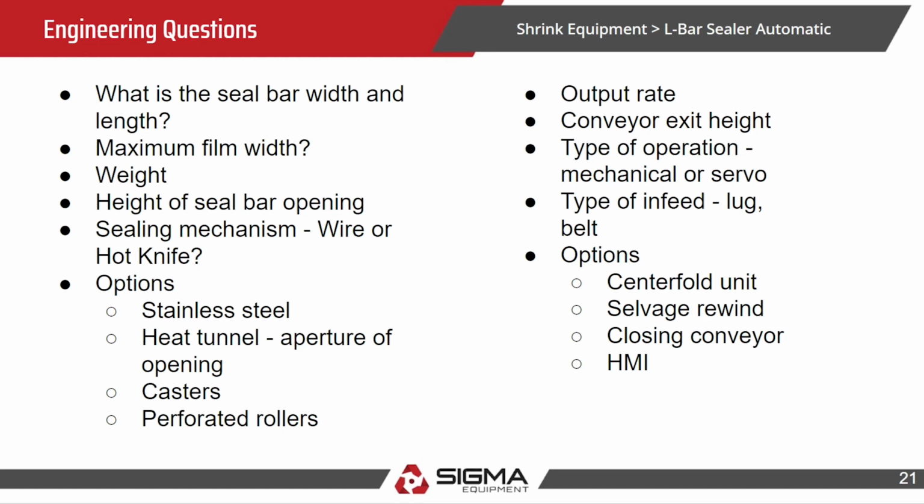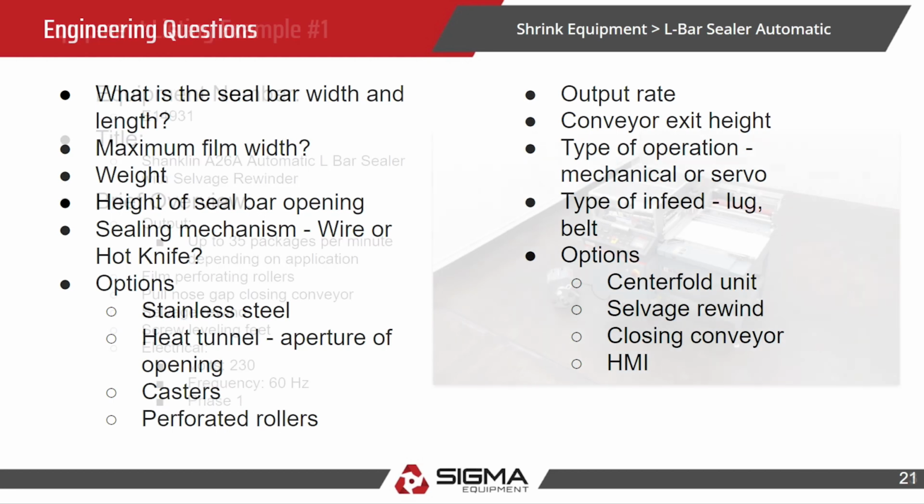Engineering questions, a lot of the same. What is the seal bar width and length, maximum film width, weight? Is it a hot wire or a hot knife? Different options. Is it stainless steel? What type of steel? Mild steel. Heat tunnel aperture of the opening. So not just the aperture, what is the working height? So that is the maximum height that the product can travel through. Is it on casters? What is the output rate?